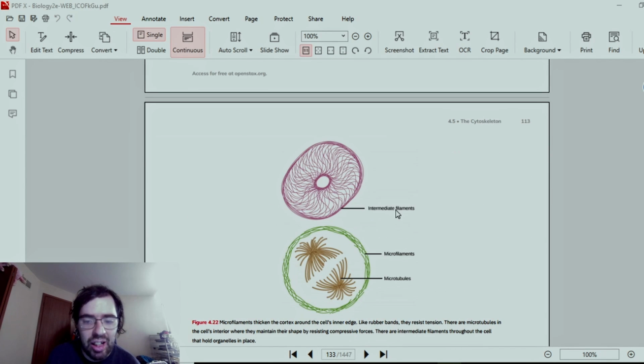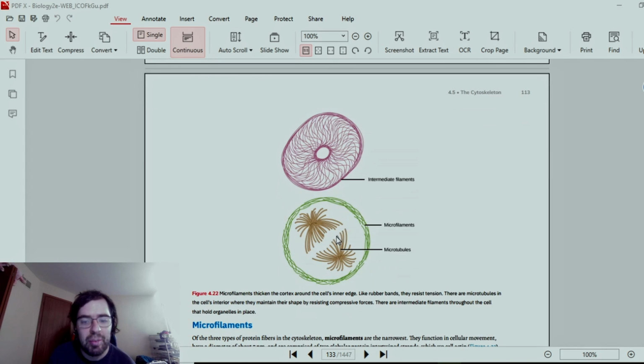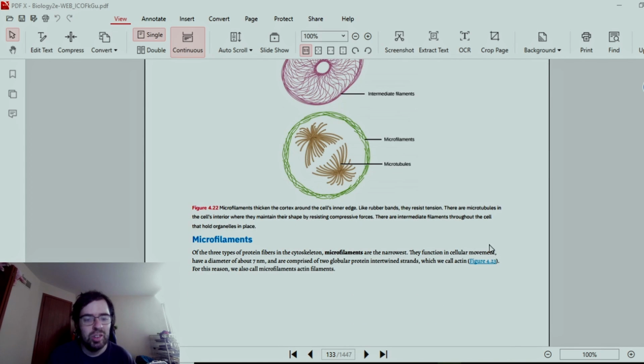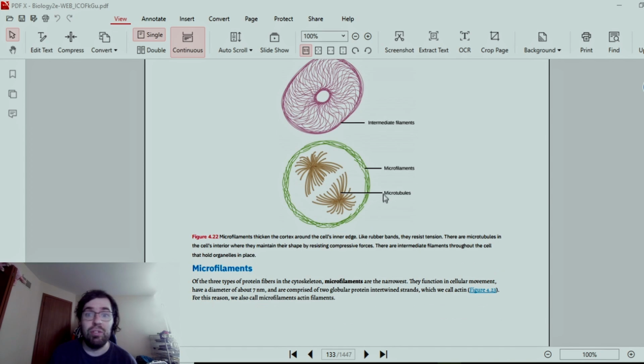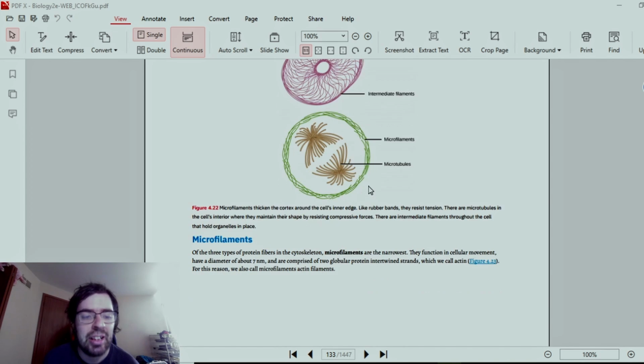And here's a picture of the intermediate filaments, the microfilaments, and microtubules. Microtubules, at least the structure of microtubules, perform a significant function in mitosis, which we will discuss probably a few lessons later.